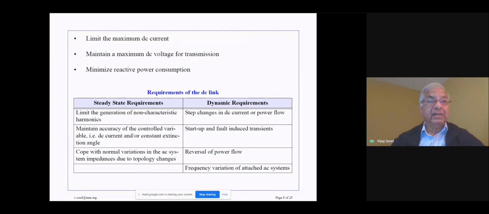The second requirement for the DC link is to maintain accuracy of the controlled variable, the DC current or the constant extinction angle. At the rectifier end, it's the DC current. At the inverter end, it's the extinction angle. And we want to make sure that those can be accurately controlled. Finally, we want to cope with normal variations in the AC system impedances due to any topology changes in the system. If the interconnected AC systems feeding into the DC link have any change in topology, then there will be changes in the AC voltages. So we want to cope with those changes.